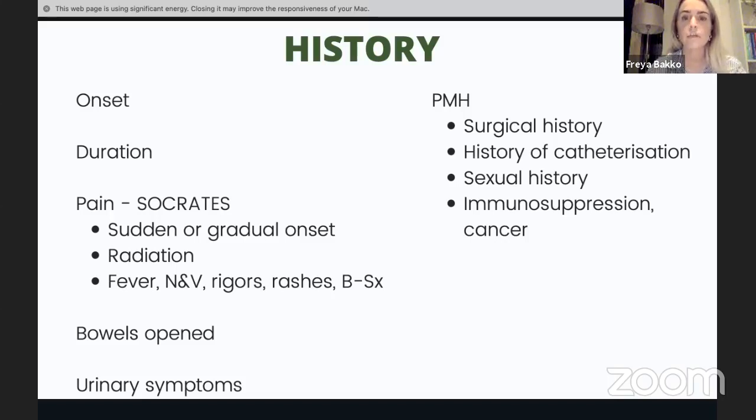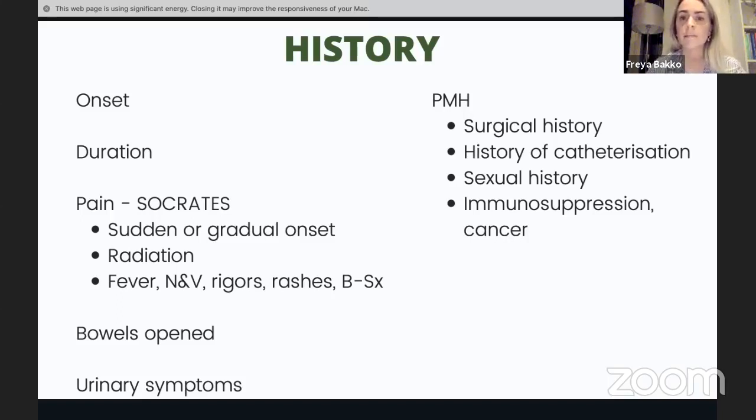With any surgical procedure, especially general surgery, you want to ask whether they've opened their bowels. Have they been constipated? Then you want to ask about urinary symptoms. So any sort of urinary pathology, whether it's a UTI or renal stones, can often be non-specific, and it can radiate into the groin as well, that pain. So ask whether they've had any LUTS, so any problems passing urine, any dysuria, any haematuria.